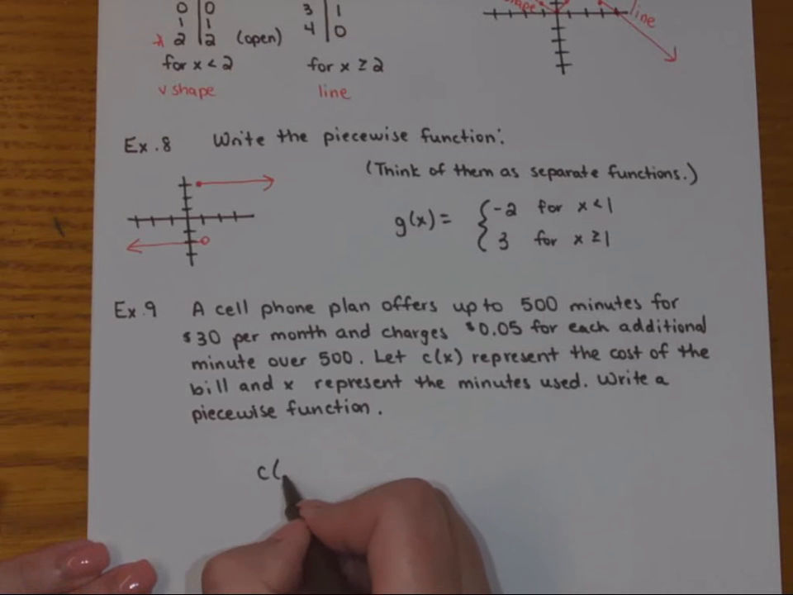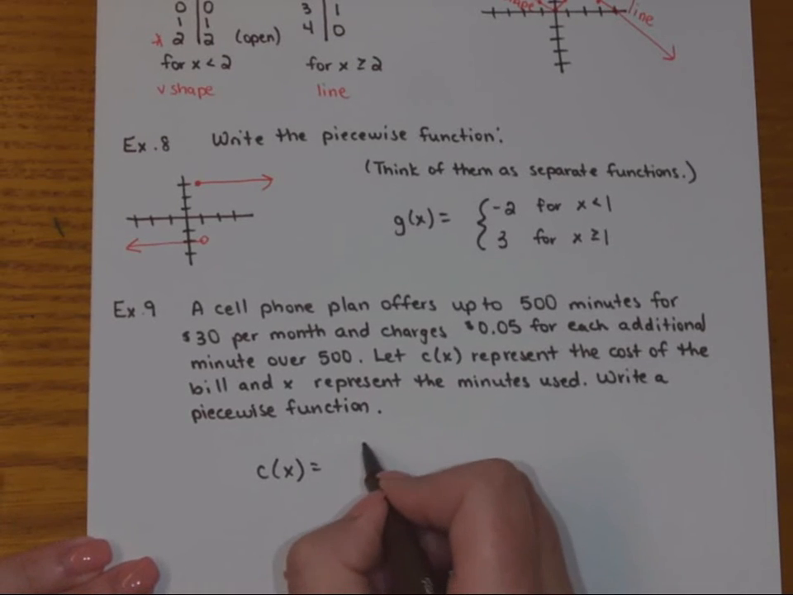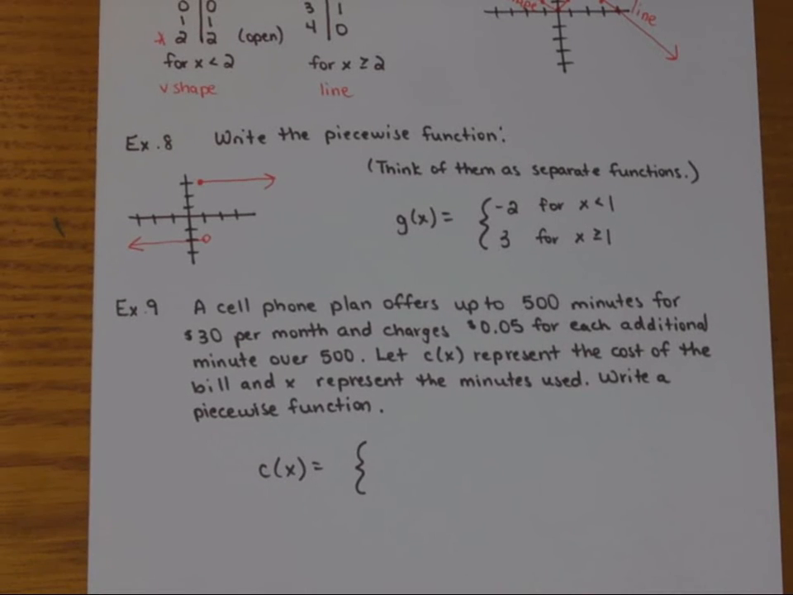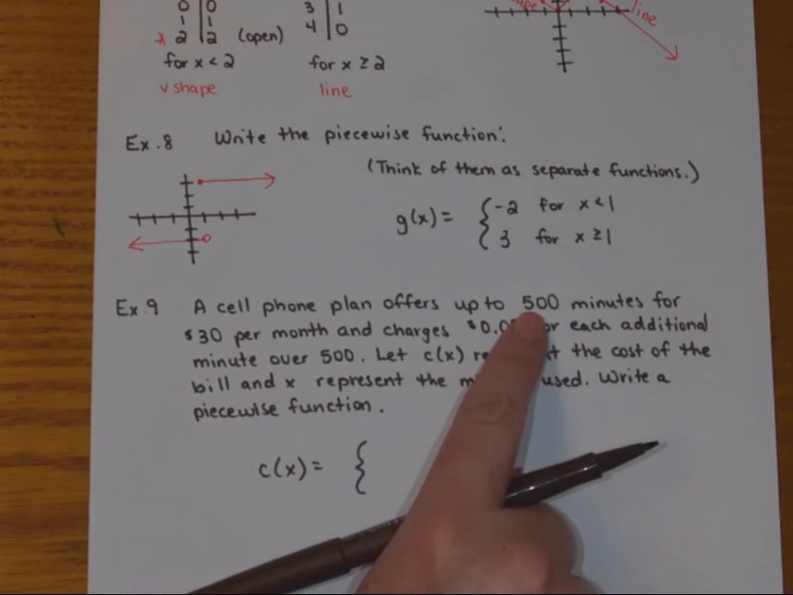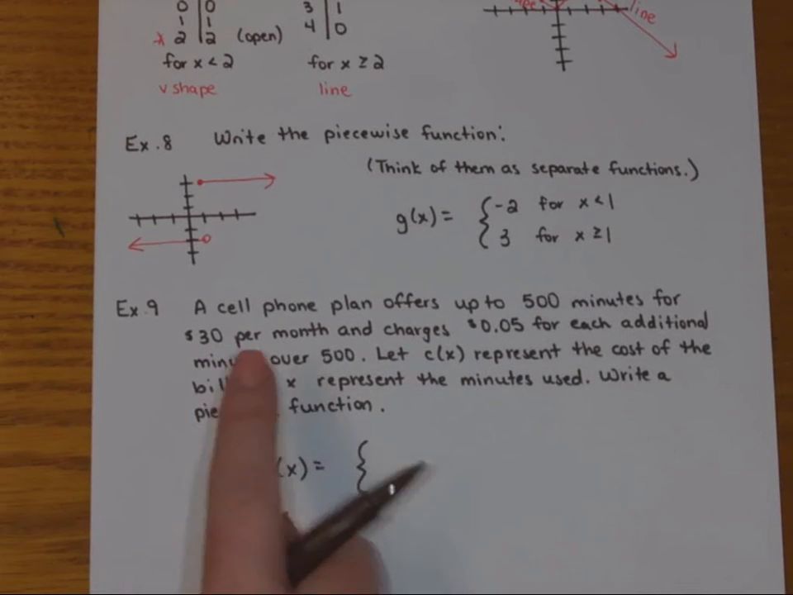So the first thing is they told us what to call things, so we're going to call our function C of x. Okay, and then we're going to have a curly brace indicating that, hey, we're going to have more than one pattern. So let's think about this. There are two different versions of your cell phone bill. The first one is very simple. If you talk 500 minutes or less, your charge is plain old $30.